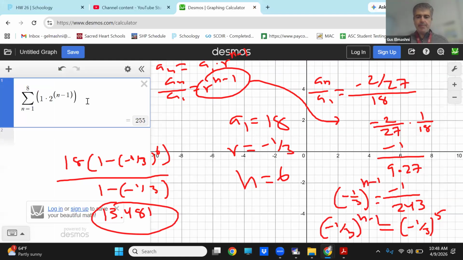Or I could do this. I know n is 6. I know my first term is 18. I know that ratio is -1/3. There we go. I get the same thing, 13.481.